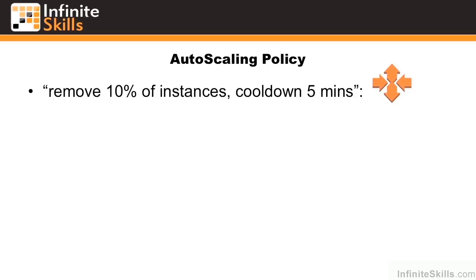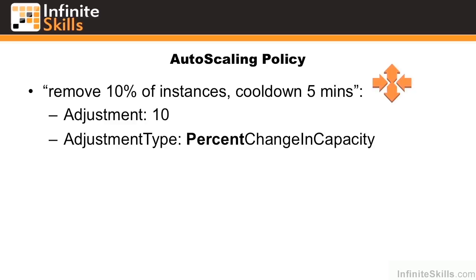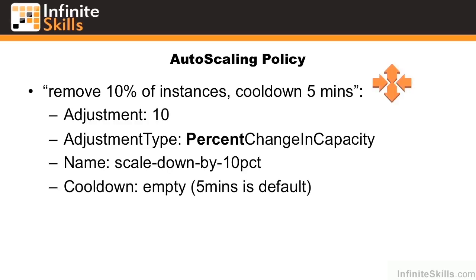Let's look at another policy, where we may want to remove 10% of the instances with a cooldown of 5 minutes. Here we'd specify the adjustment as 10, and the adjustment type of percent change in capacity means that 10 is a percentage of the overall number of instances. For example, if we had 20 instances in our group, and we scaled down 10%, we would lose 2 of those. The name could be scaled down by 10% for easy identification later, and the cooldown can be set to empty. 5 minutes is the default cooldown period.